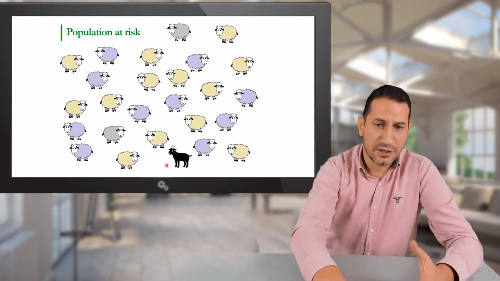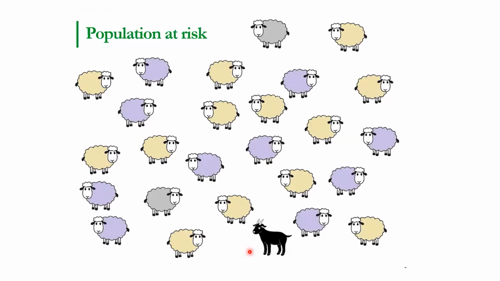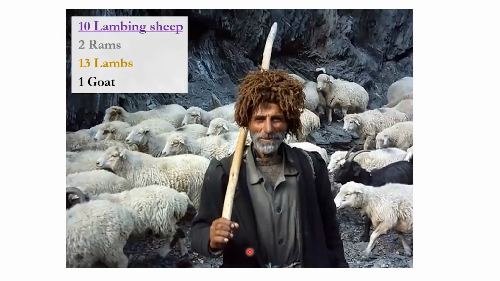And so this is the whole population, and we stratified. It's not a difficult job, but still we need to be focused and define well what's the population at risk, and what are the animals that can develop the disease or the health issue of interest for our study. So again, summarizing, we have 10 lambing sheep, which are the population at risk. We have 2 rams, 13 lambs, and 1 goat.